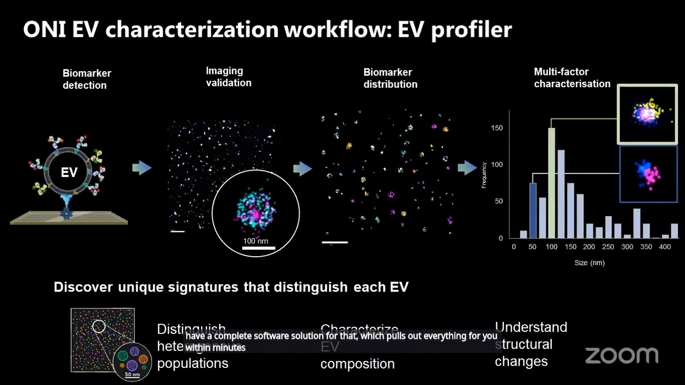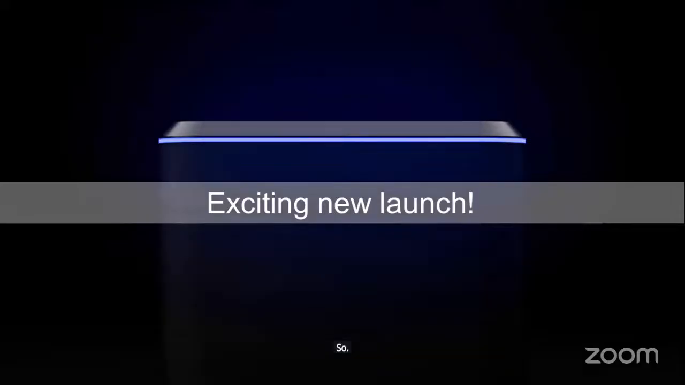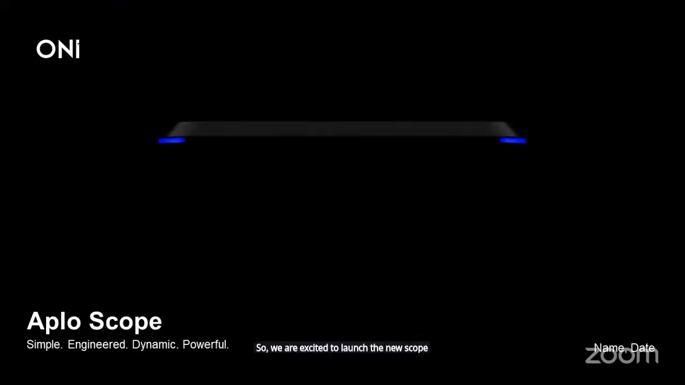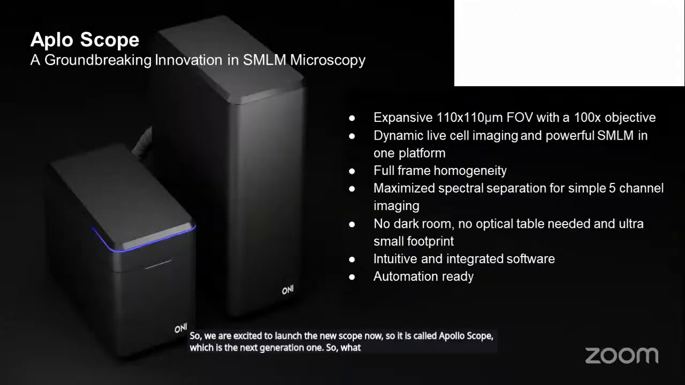You don't have to put any effort into that, and your report will be ready. So we are excited to launch the new scope now. It is called Apollo Scope, which is the next generation one. So what is the update between Nano Imager and Apollo Scope?